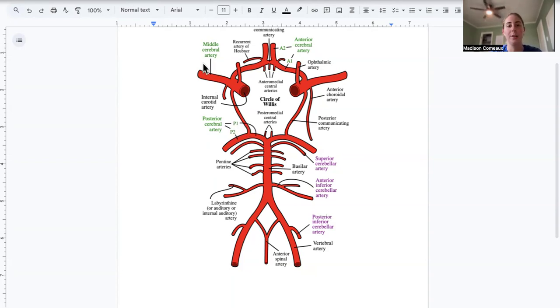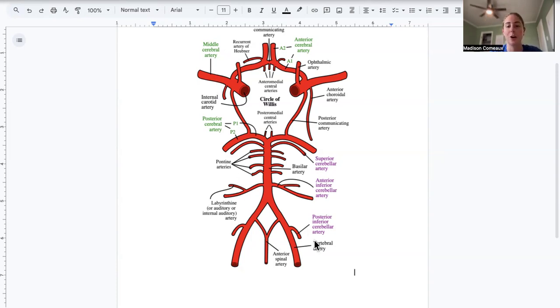And if we move up here, we have the middle cerebral artery. And this is actually the most common location of strokes. And this artery is going to supply primary motor and sensory cortices, as well as Broca's area and Wernicke's area. And if there's a lesion to this artery, a patient's going to have contralateral upper extremity and face weakness and contralateral sensory impairments to upper extremities and the face.